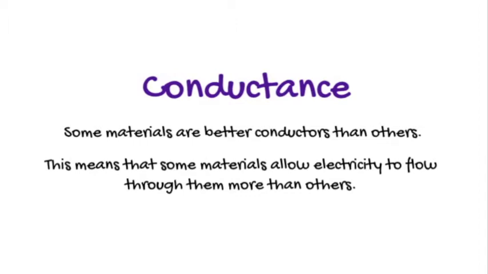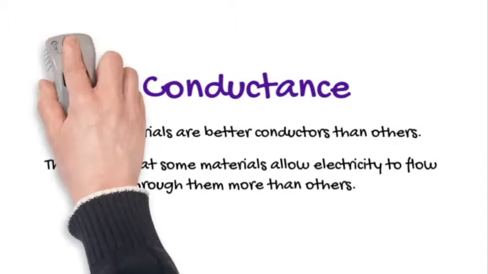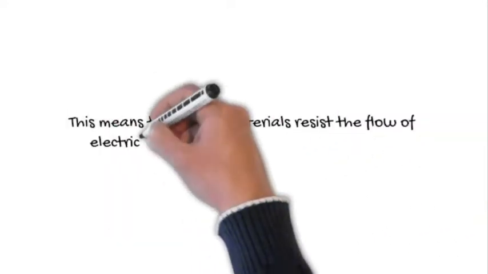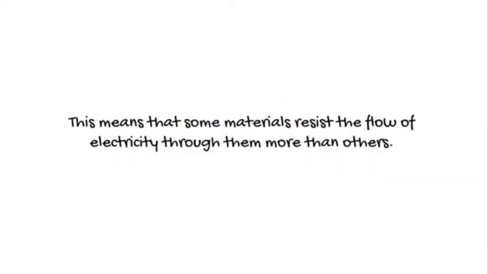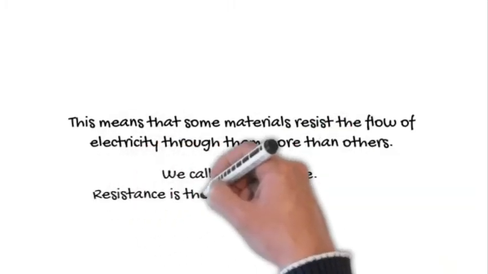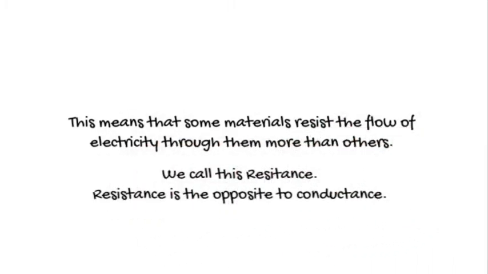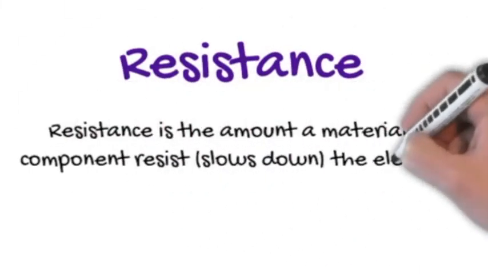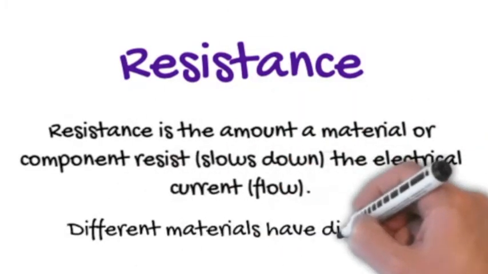So if we understand that concept, then we can flip it upside down and look at it from the opposite perspective. Because if different materials allow electricity to flow at different rates, then we can flip it around and say, well, different materials must then resist the flow of electricity through them at different rates. And this is what we call resistance. So resistance is the opposite of conductance. So when we talk about a material's resistance, we're talking about how much that material resists or slows down the flow or the current of electricity. And different materials have different resistance.